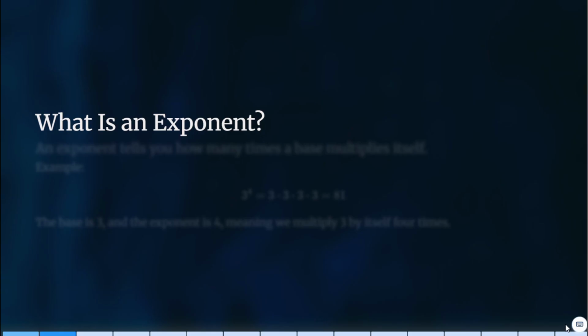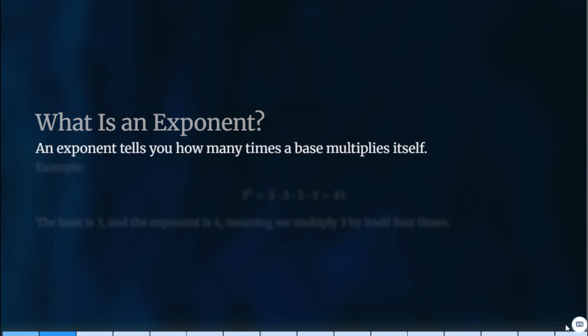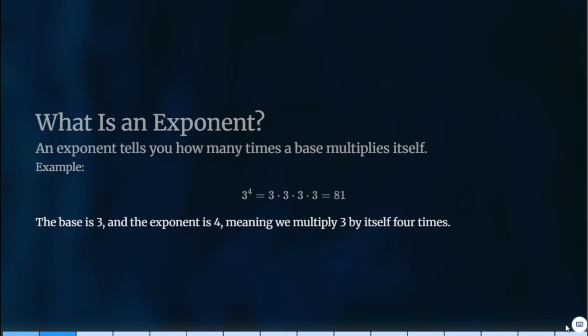What is an exponent? An exponent tells you how many times a base multiplies itself. For example, if we have 3 to the power 4, the base is 3 and the exponent is 4, meaning we multiplied 3 by itself 4 times. So 3 to the power 4 becomes 3 times 3 times 3 times 3, which is equal to 81.